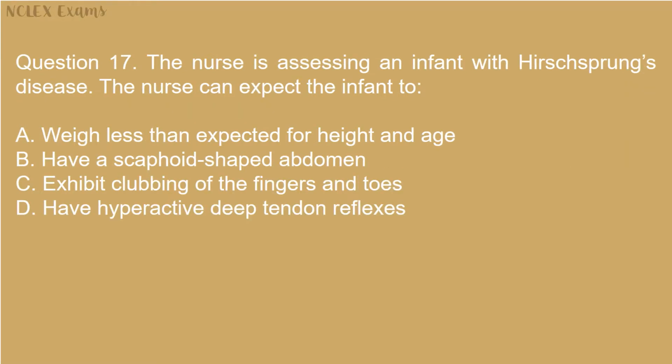Question 17. The nurse is assessing an infant with Hirschsprung's disease. The nurse can expect the infant to: A. Weigh less than expected for height and age. B. Have a scaphoid-shaped abdomen. C. Exhibit clubbing of the fingers and toes. D. Have hyperactive deep tendon reflexes.